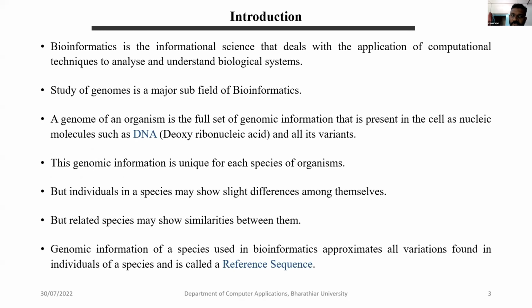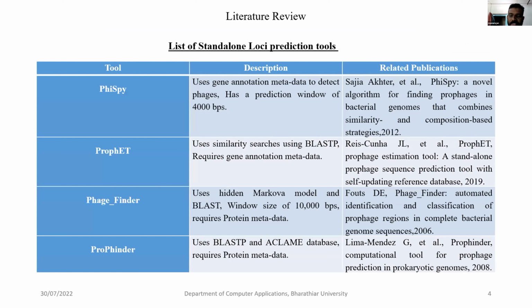In the introduction, bioinformatics is the information science that deals with the application of computational techniques to analyze and understand biological systems. The study of genomes is a major subfield of bioinformatics. A genome of an organism is a full set of genomic information that is present in the cell molecules such as DNA and all its variants. This genomic information is unique for each species of organisms, but individuals in a species may show slight differences among themselves, but related species may show similarities between them. This is the literature review, a list of standalone lysogeny prediction tools: PHISPy, Prophet, Phage Finder, and ProphageFinder.